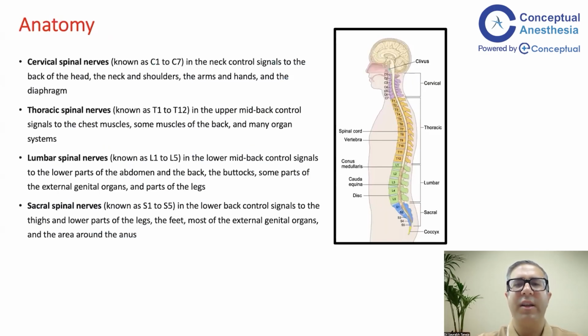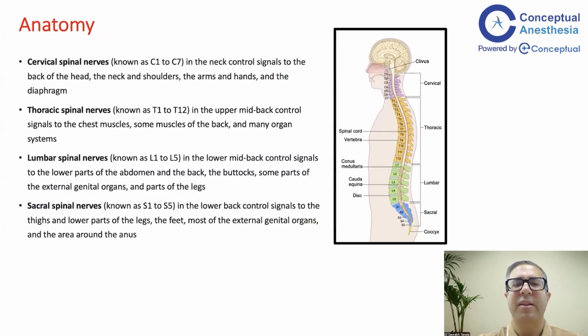So as I told you, we can divide the spinal cord into cervical, thoracic, lumbar, and sacral. So cervical spinal nerves from C1 to C7 in the neck area control the back of the head, the neck and the shoulders, the arms and the hands, and the diaphragm. So when you assess the motor and the sensory functions, just remember the cervical spinal cord controls the back of the head, the neck and the shoulders, the arms and the hands, and the diaphragm.